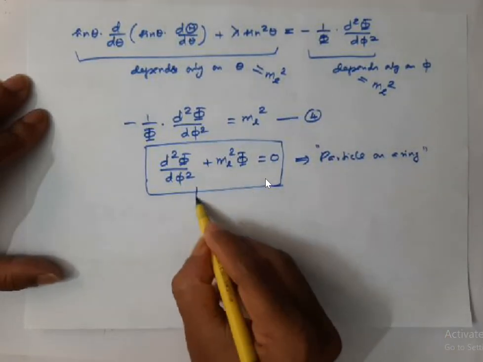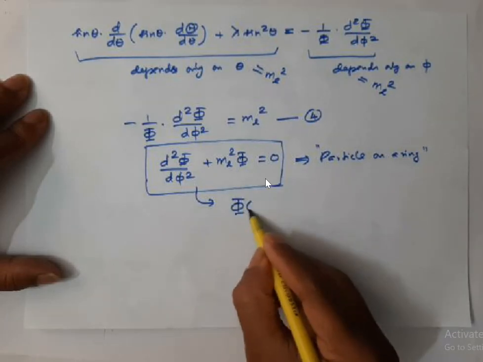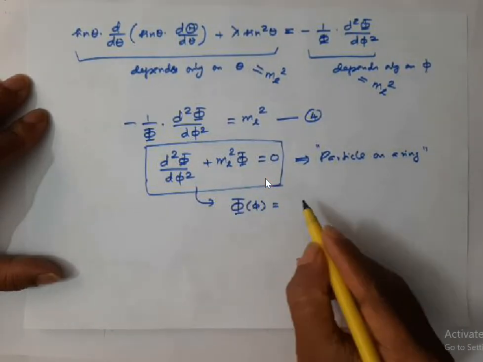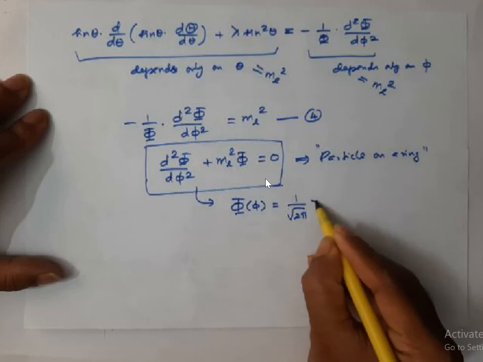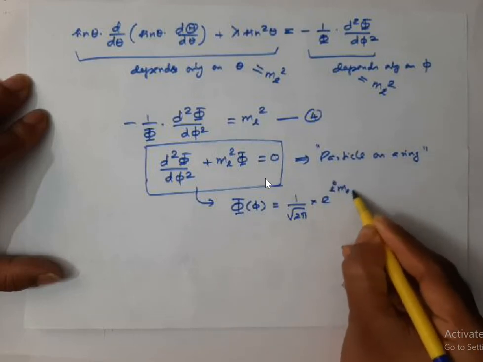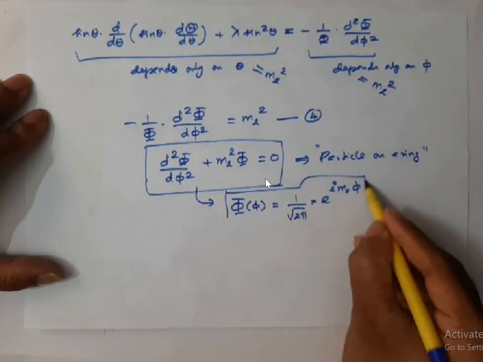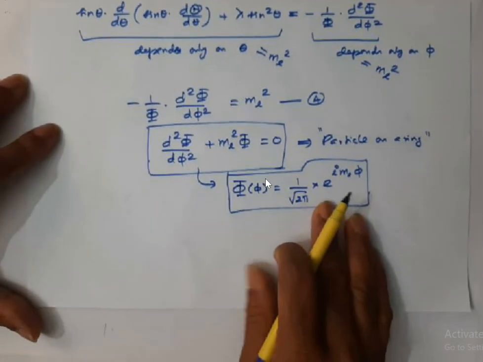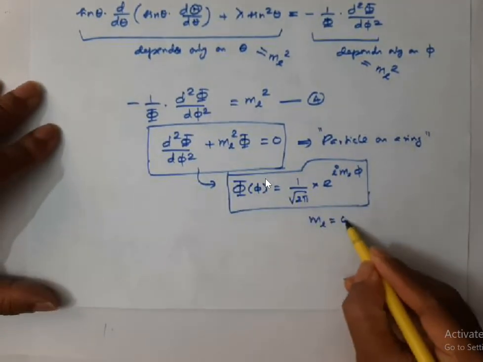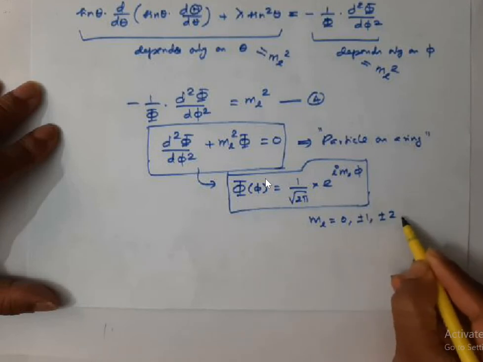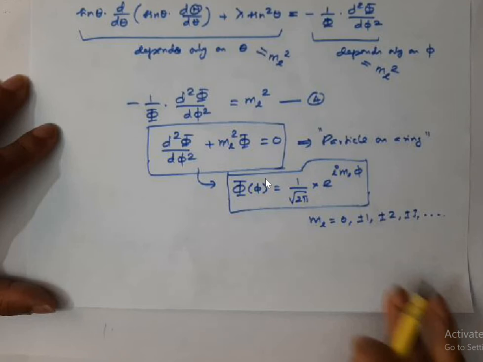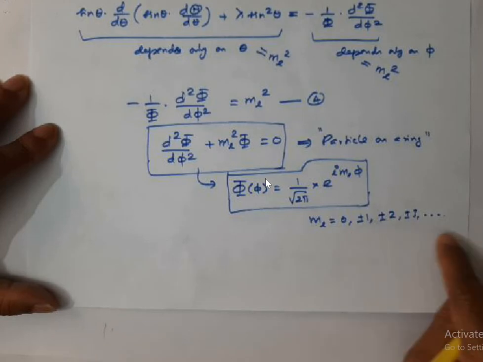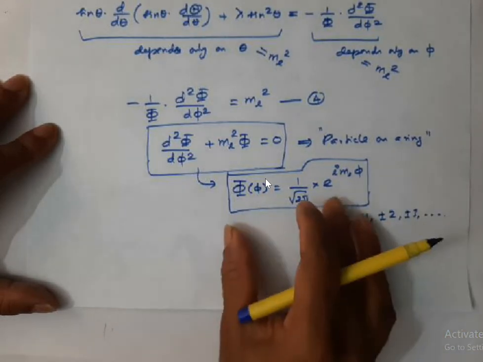What is the wave function for this? The wave function phi, which depends on the variable phi, we have already solved this problem, so I am going to write the solution directly, which is 1 by square root of 2 pi into e power i ml phi. This is the wave function for the phi part. You also know that ml can take values 0, plus or minus 1, plus or minus 2, plus or minus 3, etc. These are all the possible values of ml. So ml is a quantum number. It can take only certain allowed values. So this phi part we know already.